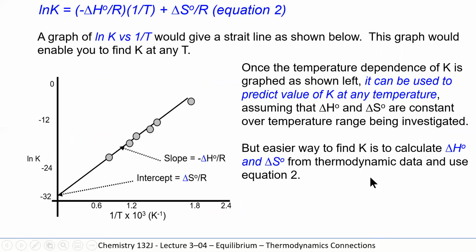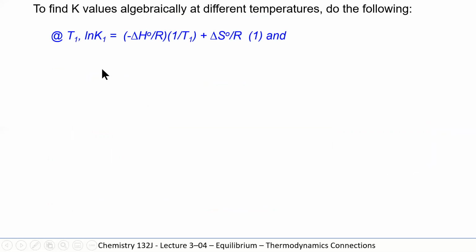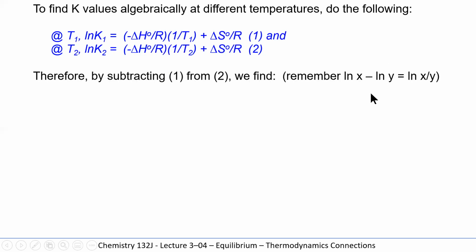So now we can have another path to finding K. We can find K algebraically at different temperatures doing the following. We can now know that at one particular temperature, we know the ln of K1 equals this mathematical relationship, and the ln of K2 at a different temperature, T2, is this equation.